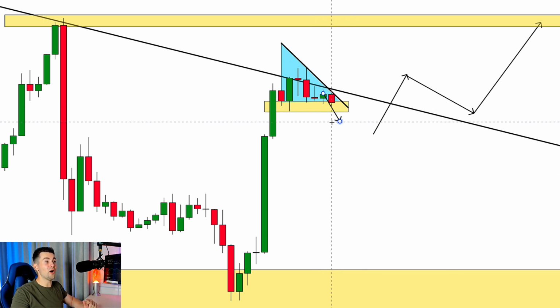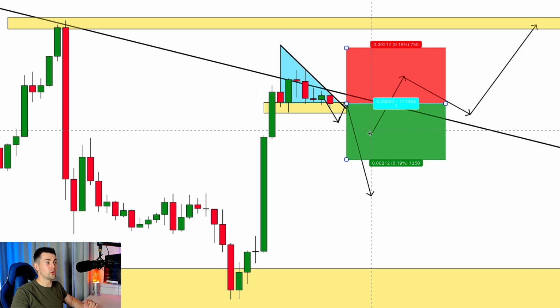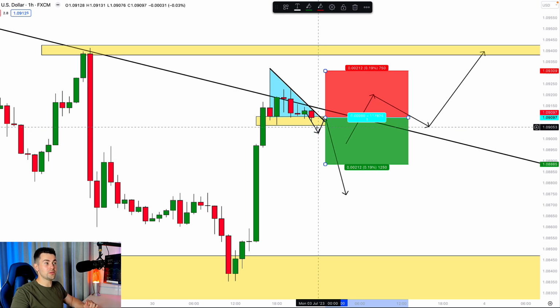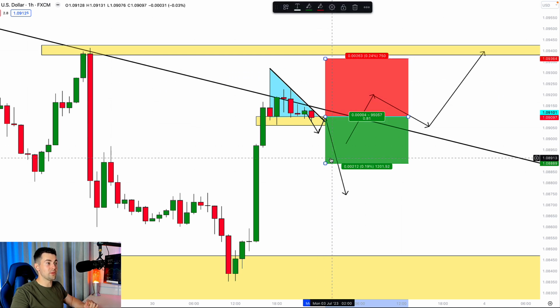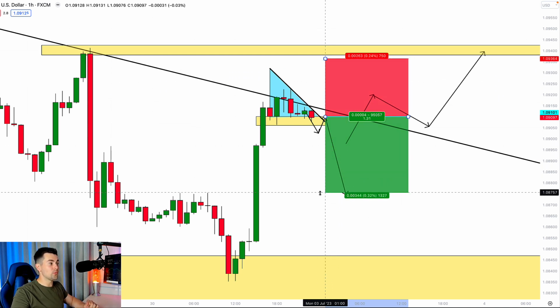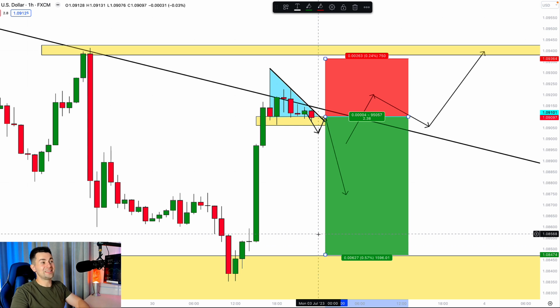If the hourly candle closes below the neckline, we will expect a bearish continuation. So your plan to short will be to wait for the breakout, hourly candle close below, set your sell limit order on a retest, stop loss above the highs of the pattern. Your first target will be that support cluster right here, and your second target will be our daily support.